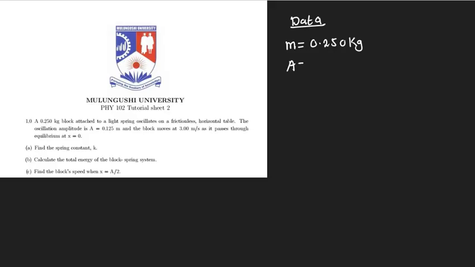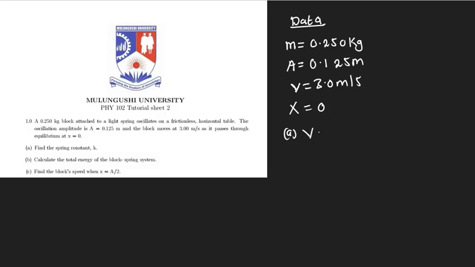We have been given the amplitude to be 0.125 meters. Okay, and then we have been given the velocity to be 3.0 meters per second. Okay, it passes through the equilibrium point when x is equal to 0. Find the spring constant. So to find the spring constant, of course, we know that we have been given the velocity. We are going to use that formula. Okay, which formula are we going to use?